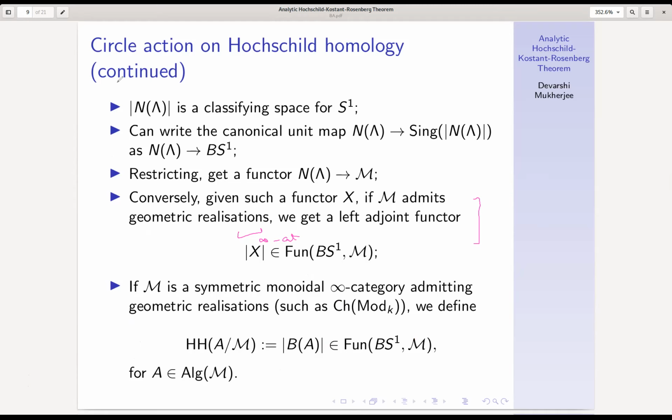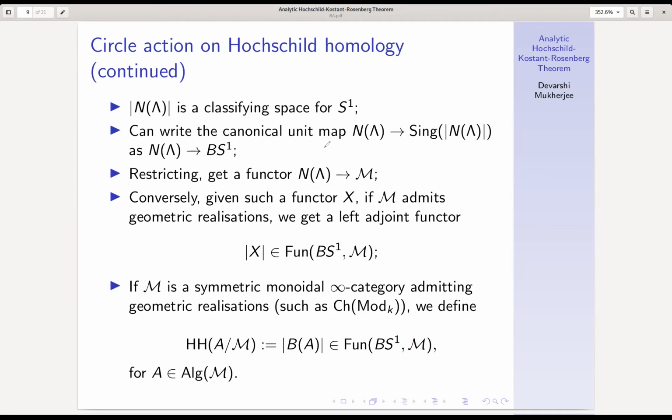Okay, and now the kind of black box result is that the nerve of the cyclic category, when we take the geometric realization of that, what we get is a model for the classifying space of S1. So this is some classical result. And furthermore, what we use is that the singular complex functor and the geometric realization functor are in an adjunction. So this gives us a map from the nerve of the cyclic category to the classifying space of S1.